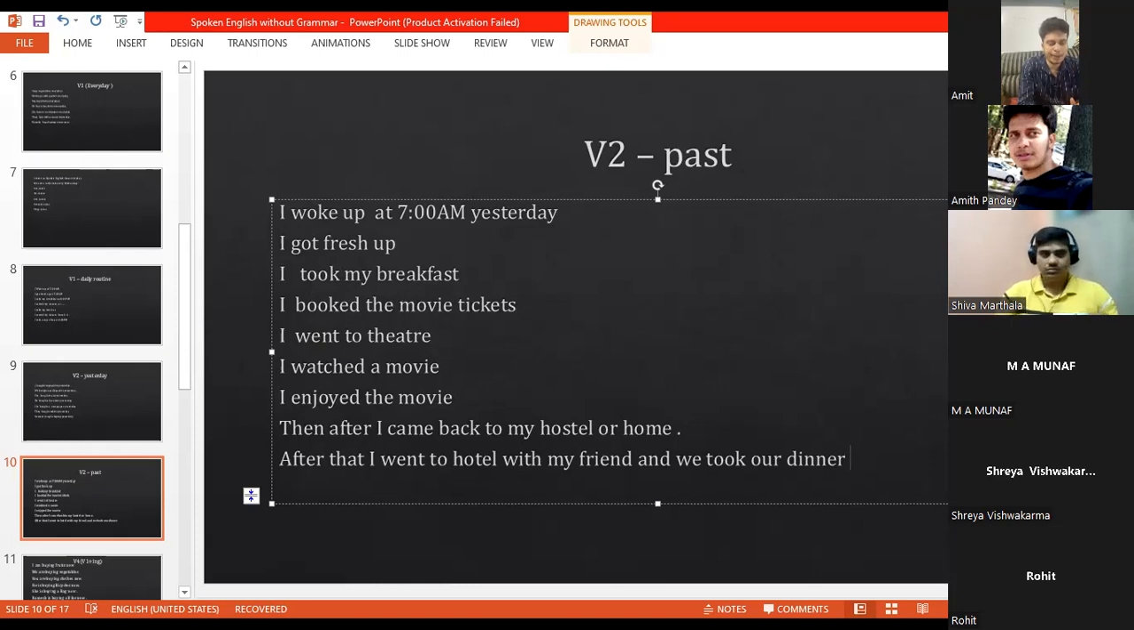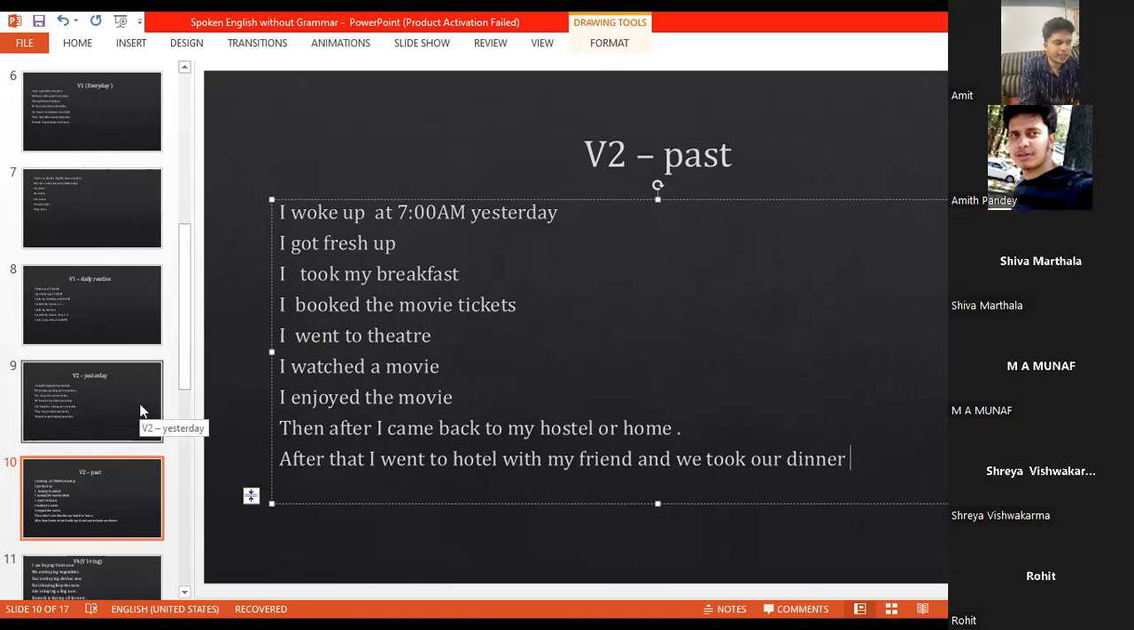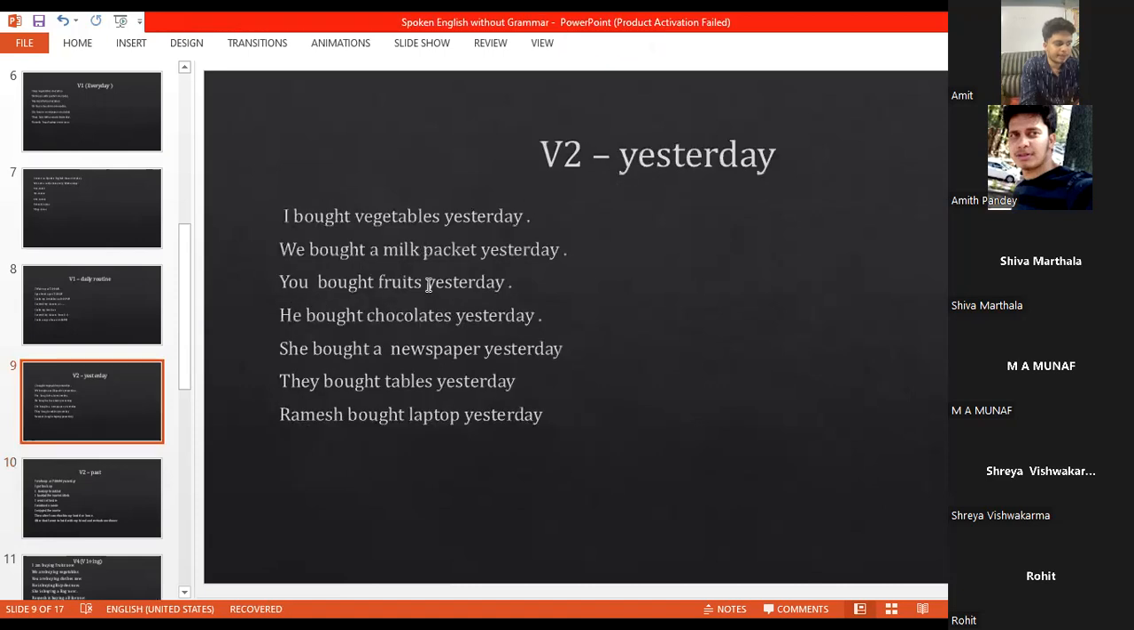and I went to bed. So in this way, you can express about your past event. Further, even if you want to make the sentences using the same, as you can see here, I bought vegetables yesterday.